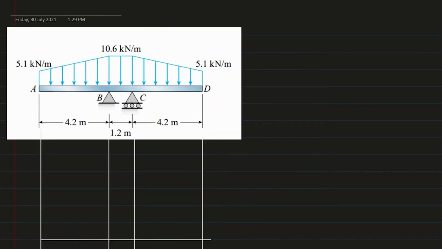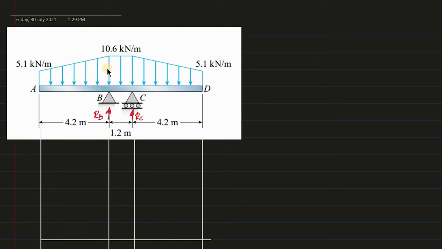So, paano natin ito sisimulan mga bis? Kung makikita natin, unknown ulit yung ating reactions, diba? So, that's the first thing that we need to do, to solve for the reactions. This is RB and this is RC. So, para ma-solve natin yan, we need to convert yung mga andito na loadings into their point loads. Okay? So, paano natin yan gagawin?